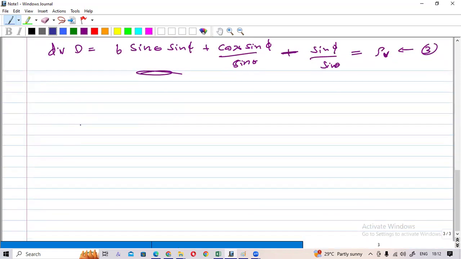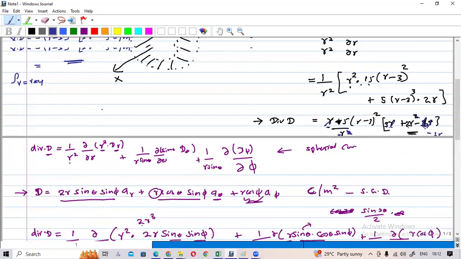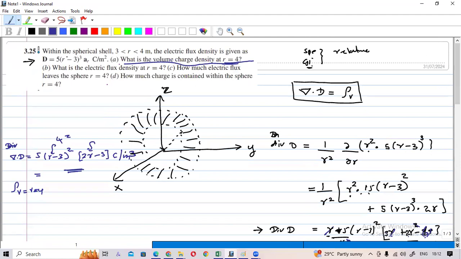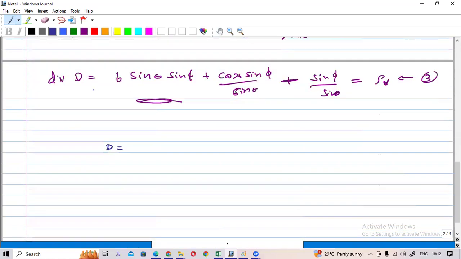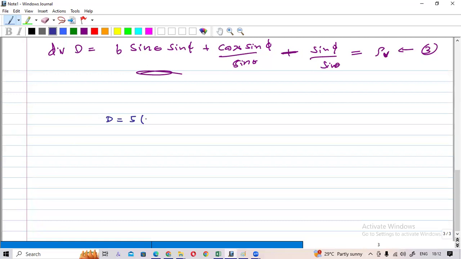I will write it here. Okay, so D is equal to 5(R minus 3) to the power 3 aR. Okay, so this is volume charge density. So this is like this if you have this pair. The volume charge is inside this some kind of cell.